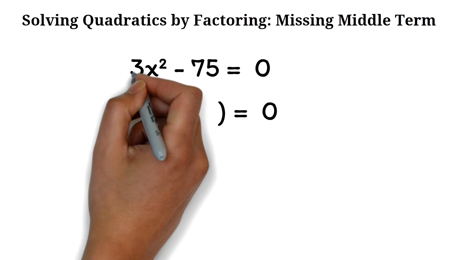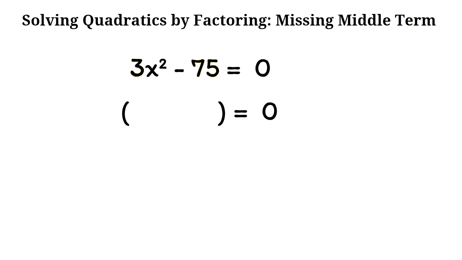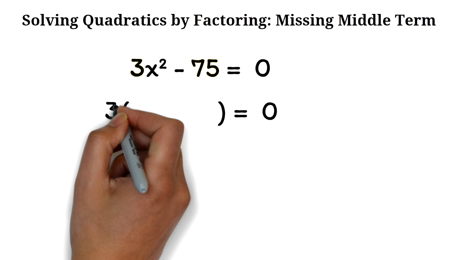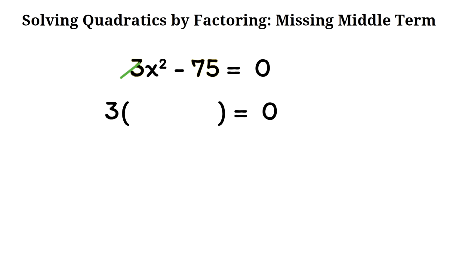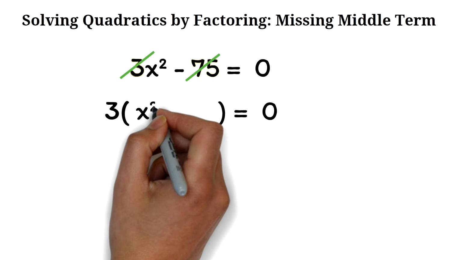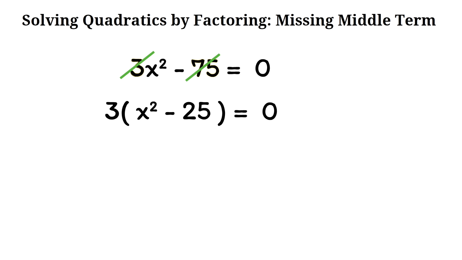The GCF of 3 and 75 is 3. That's the largest number that divides both without a remainder. Since the x isn't common to both terms, we only factor out 3. Next, divide both terms by 3. That gives us 3 times x squared minus 25.